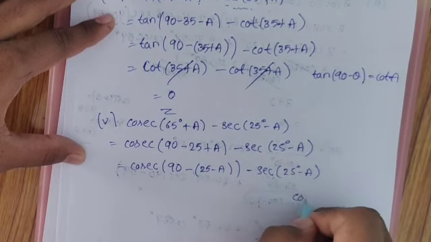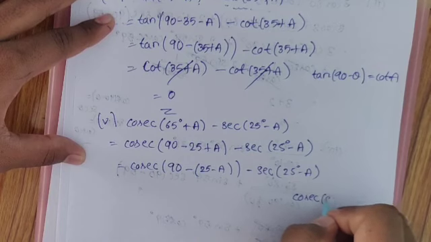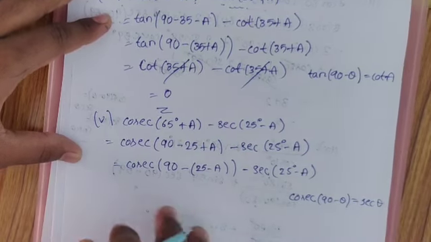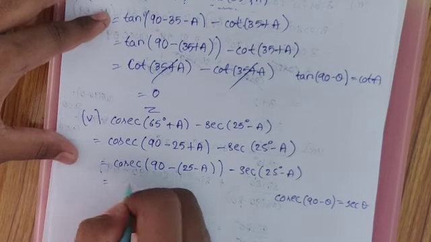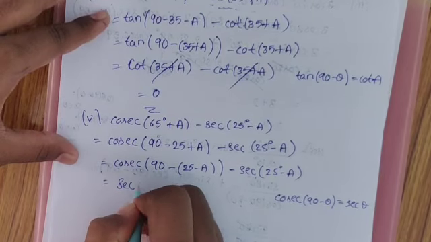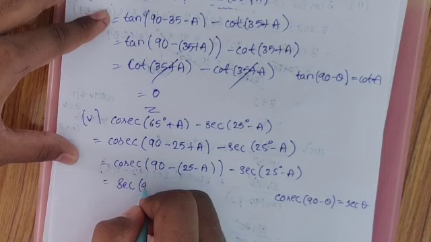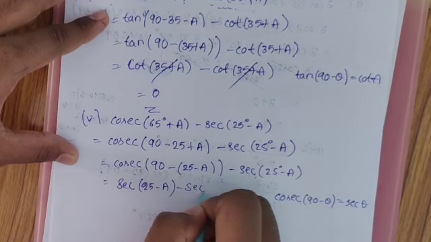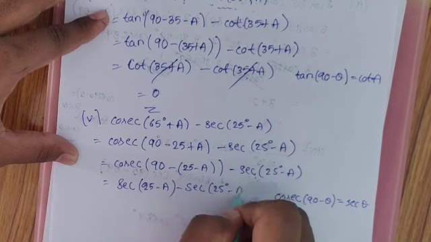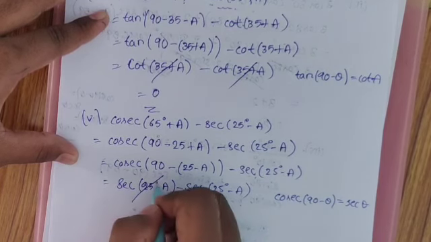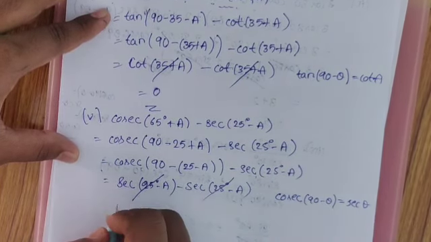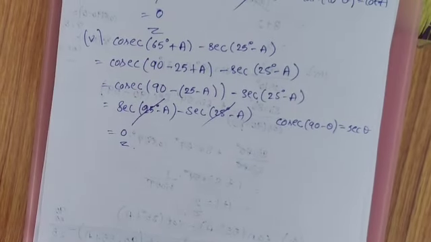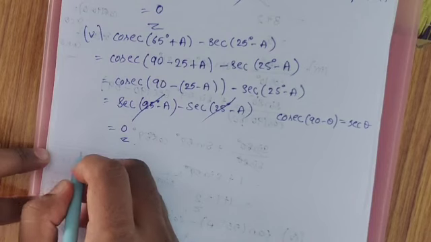We know that cosecant of (90 minus theta) can be changed to secant theta, right? By that property, it becomes secant of (25 minus a) minus secant of (25 degree minus a). Here secant of (25 degree minus a) and secant of (25 degree minus a) get cancelled. The remaining thing is 0. That is your answer.